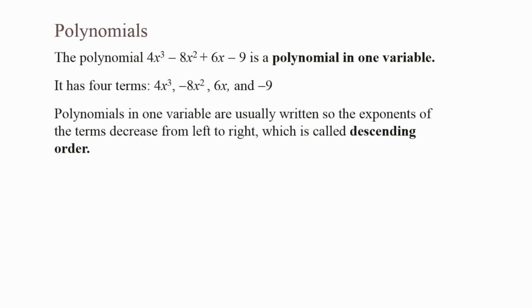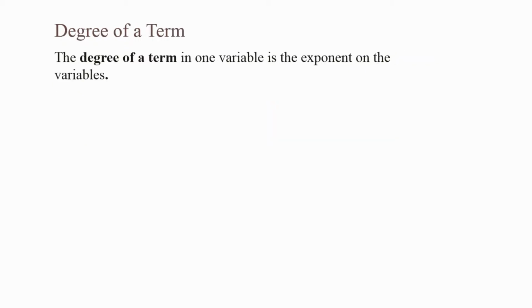Polynomials in one variable are usually written so the exponents of the terms decrease from left to right, which is called descending order. Degree of a term. The degree of a term in one variable is the exponent on the variable. For example, the degree of the term 7x to the fourth is 4.